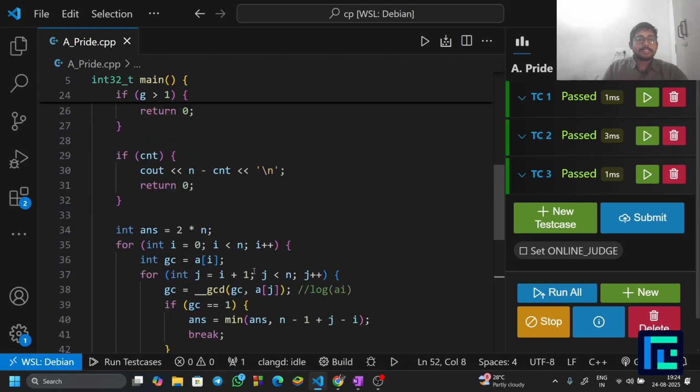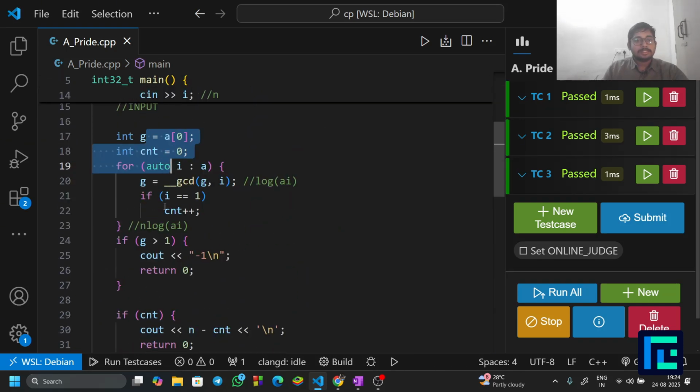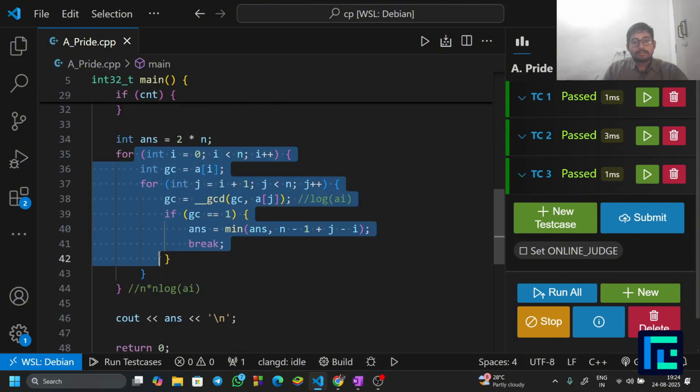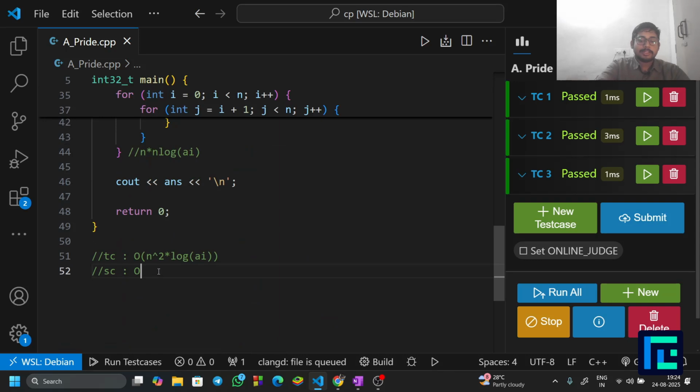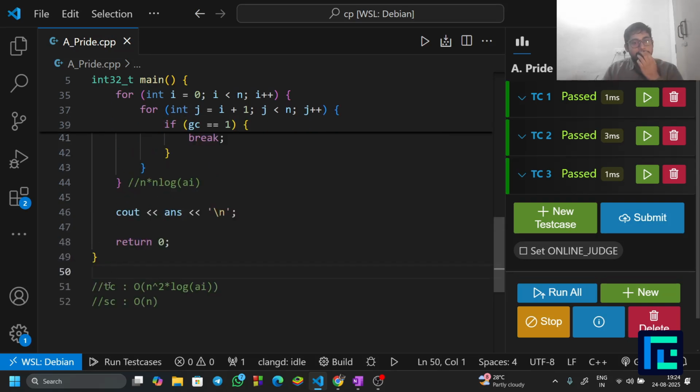Space complexity, if you look, then you are just using an array of size n, and then these GCDs are all single variables, count is a single variable. So the only thing you are using is an input array of size n, so that would take an order of n space. So I hope the space and time complexities are also clear.